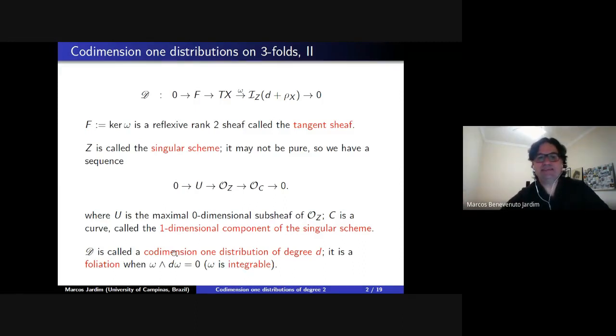And this D here is, as I said, called a codimension 1 distribution of degree d, and it's a foliation when the one form here, the omega, satisfies this equality here. And in this case, we say that omega is integrable.